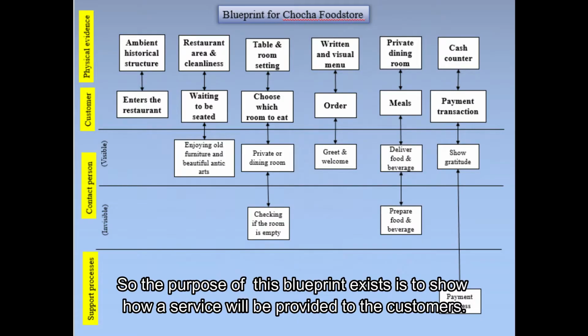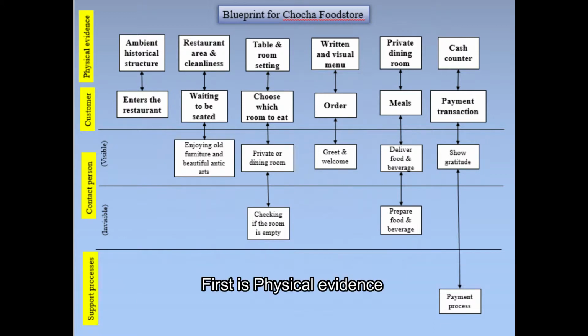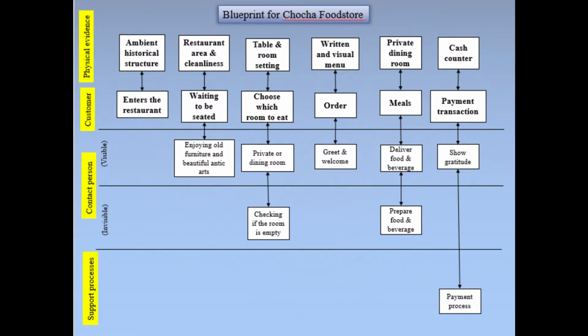The purpose of this blueprint is to show how a service will be provided to the customers. There are 4 components involved in this blueprint. The first is physical evidence. Second, customer experience. The third, contact person, which can be visible and invisible. And the last is support process.